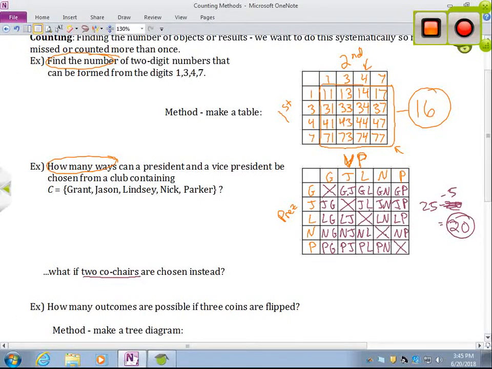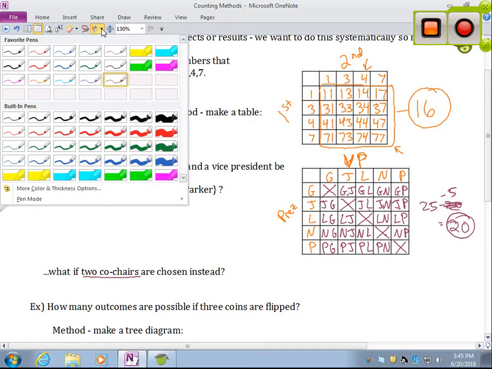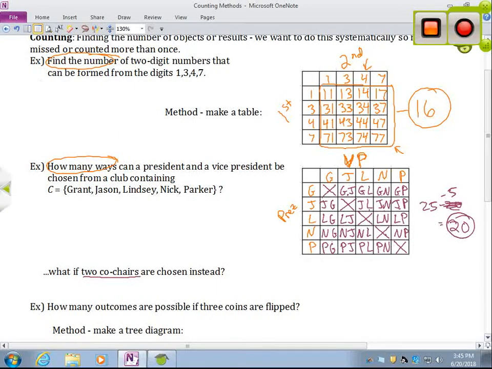So what that means is we need to get rid of some of our outcomes because they're the same. So for example, I see, let's switch colors here, okay? So I see Jason and Grant here, and Jason and Grant here, and it says Grant and Jason, okay? The outcome there is the same if we're talking about co-chairs. So really, I would want to get rid of this, okay? And then again, I see a Lindsay and a Grant and a Lindsay here. If they're co-chairs, that's the same outcome, so I want to get rid of this. And then here we have Lindsay and Jason. Well, Jason and Lindsay are here, so I want to get rid of this.